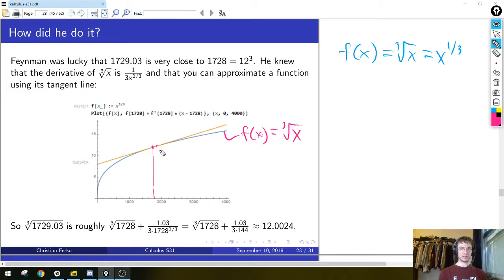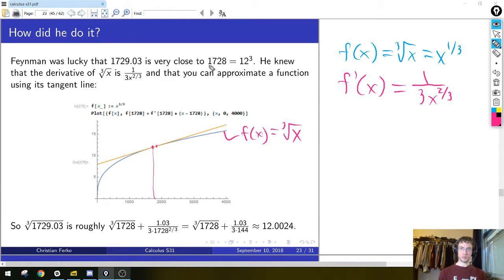So what Feynman did is said, well, okay, I don't know how to take cube roots, but I sure know how to evaluate a line. So what I'm going to do is find the tangent line to the cube root function at this point, which is very close by, and do that instead. Well, this isn't rocket science, this is power rule. The derivative of the cube root function is simply 1/3 x to the minus 2/3, so I'll just go ahead and put that downstairs.